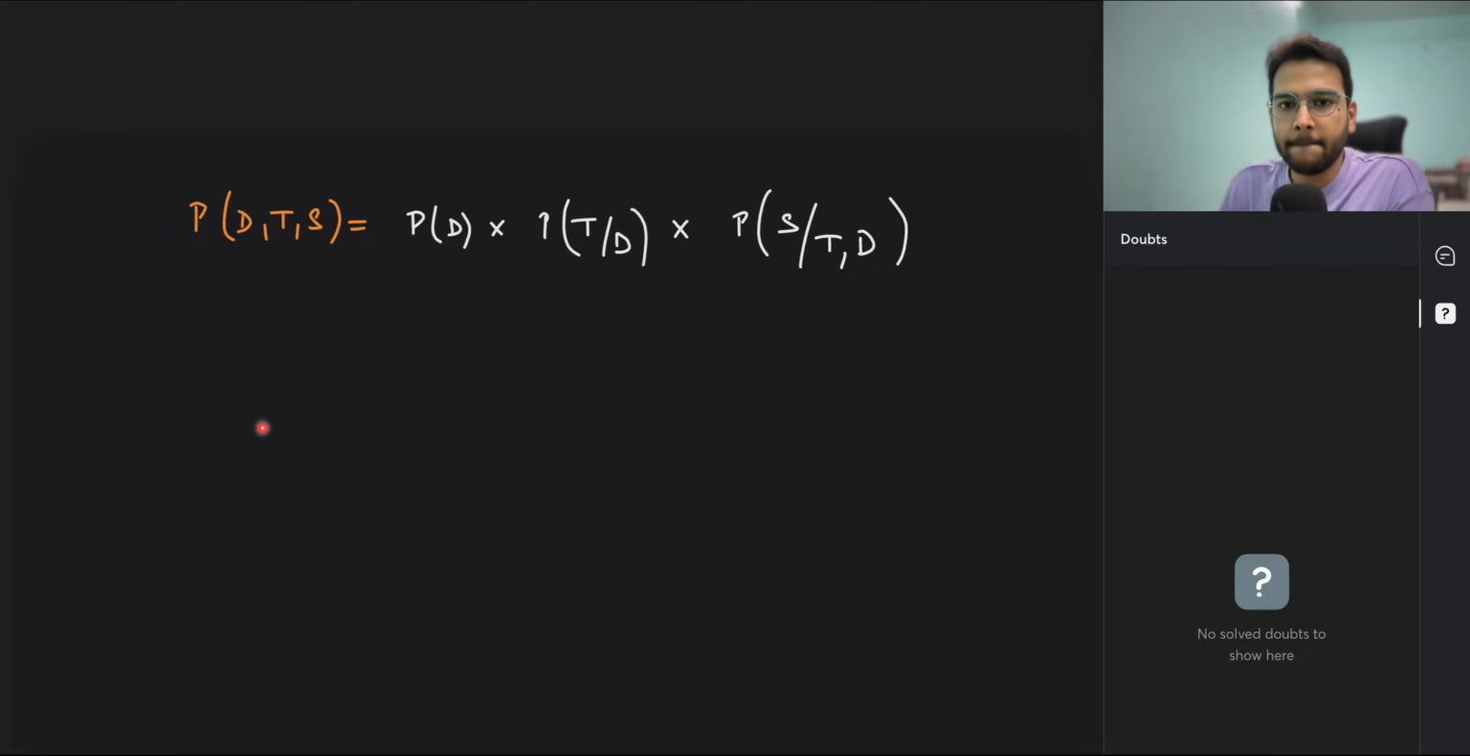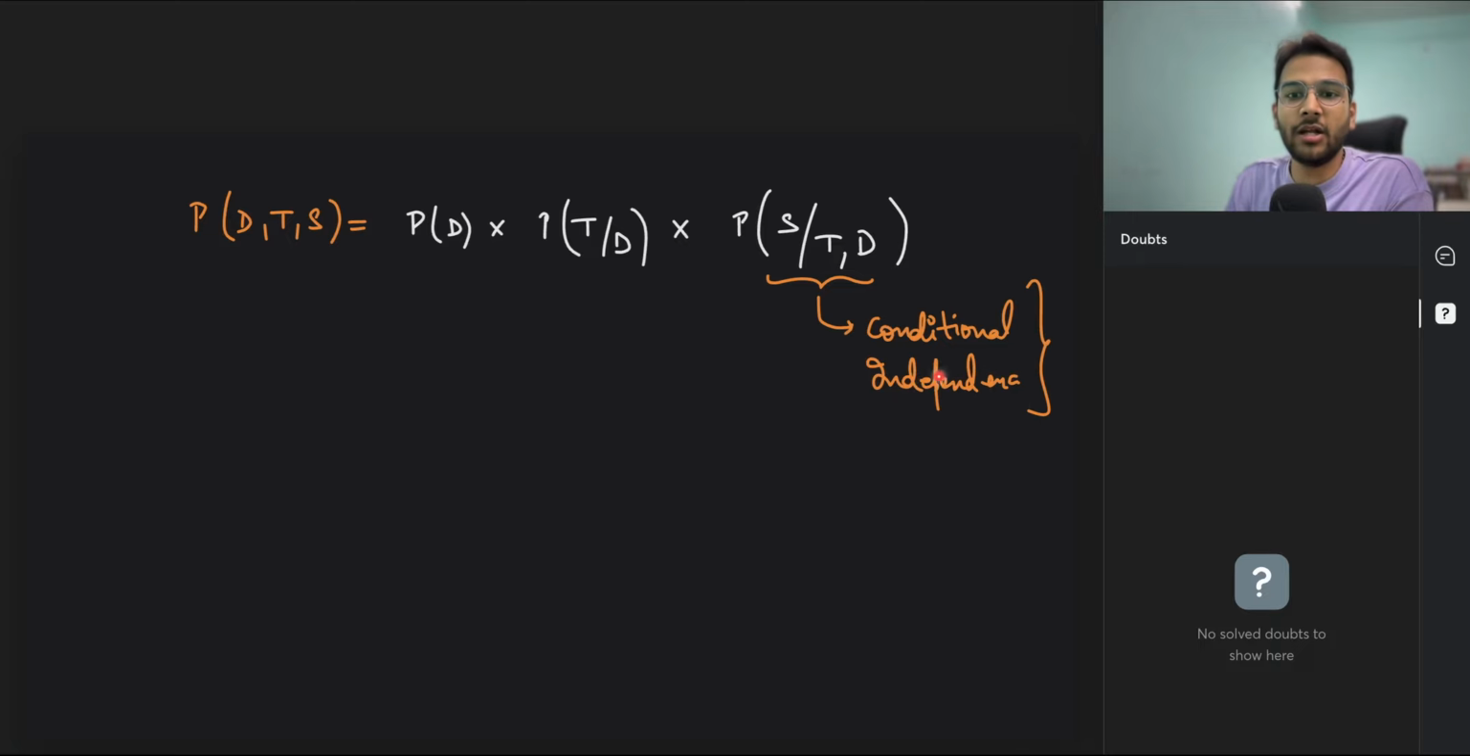Yes or no? Okay. But carefully see here, what we can use here. We are using the conditional independence. Actually, we are using conditional independence here. That's what I told you, right? That Bayes theorem and conditional independence together form the concept of Bayesian network, right?